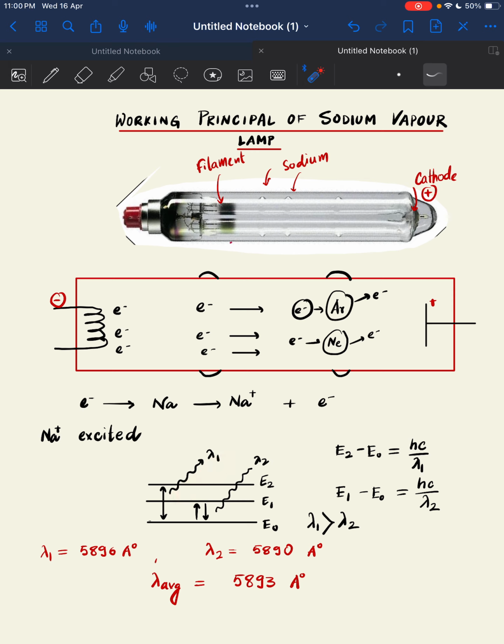Clearly, the energy gap E2 minus E0 is greater than E1 minus E0. So the wavelength emitted from the E2 to E0 transition, lambda 1, will be less than lambda 2, because the energy gap is small here, so the wavelength will be bigger here. So let me correct this one. Lambda 2 will be greater than lambda 1.